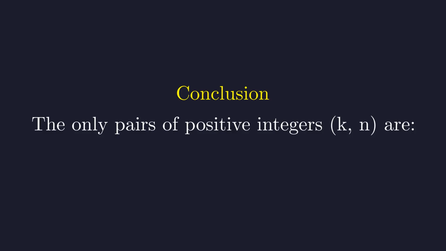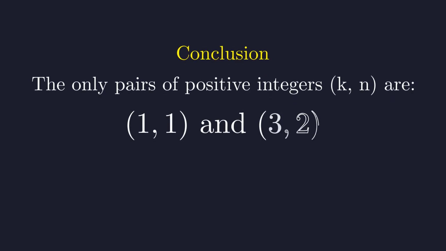Having ruled out all cases for n greater than or equal to 6, and having checked all smaller cases, we can now state our final conclusion. The exhaustive analysis shows that the only pairs of positive integers that satisfy the original equation are the two we found at the very beginning. The solutions are the pair 1, 1 and the pair 3, 2.